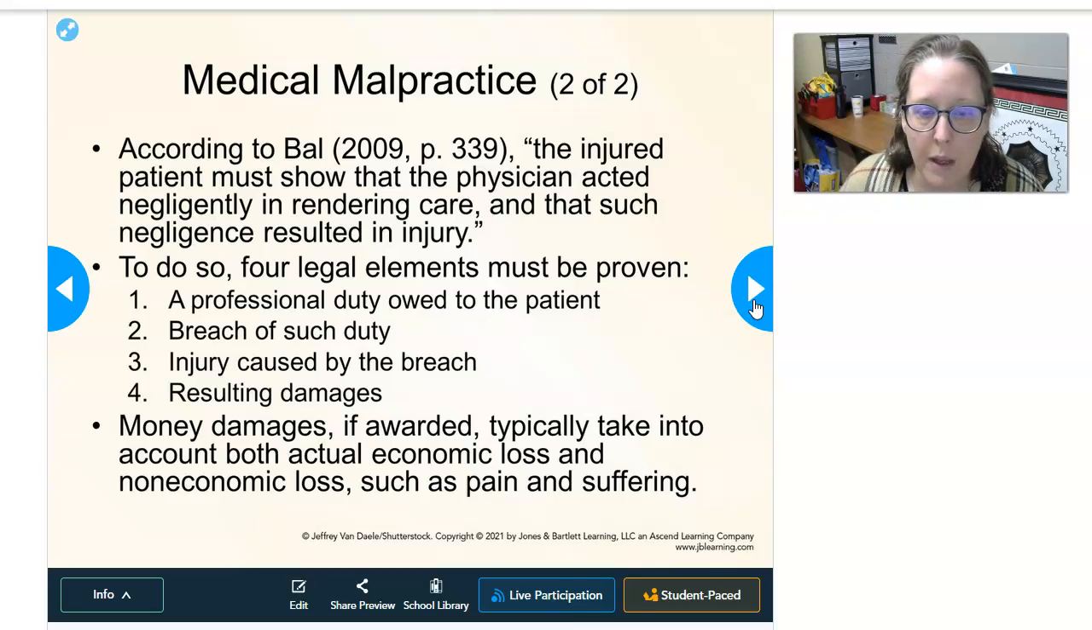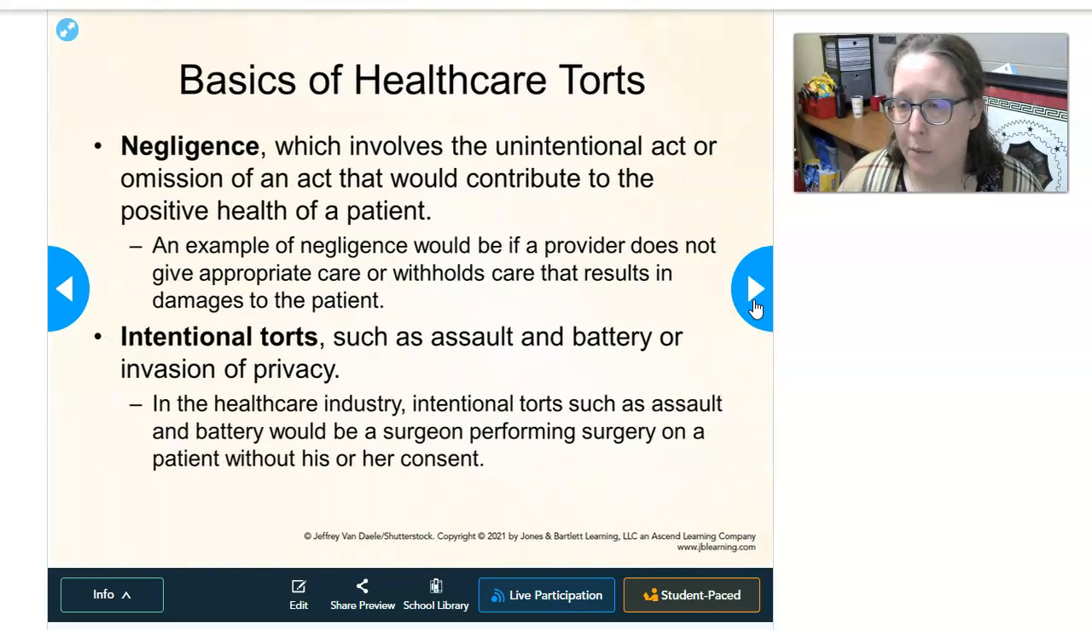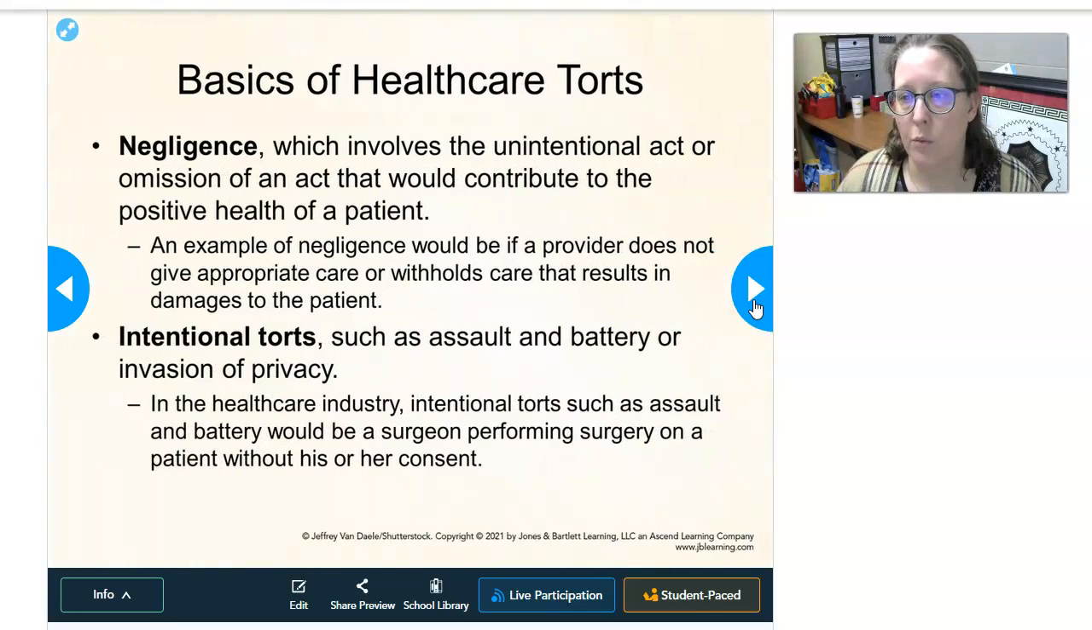Four, you have damages because of the injury. Money damages, if awarded, typically take into account both actual economic loss and non-economic loss, such as pain and suffering. Economic loss could be, for example, you were not able to go to work for, I don't know, X amount of time. Plus, you also have to have maybe the other knee fixed or something like that.